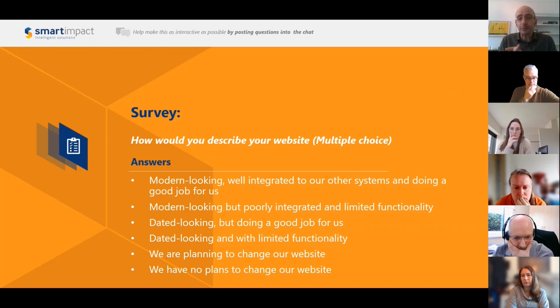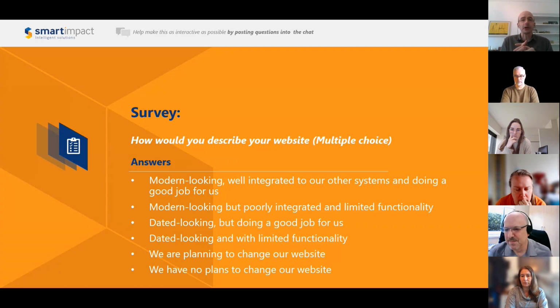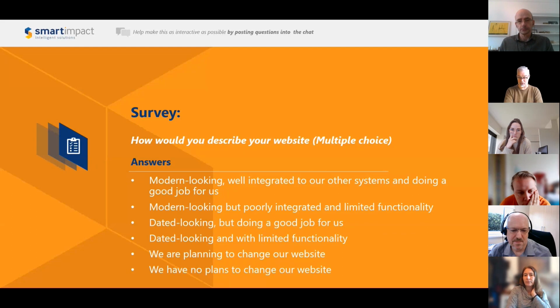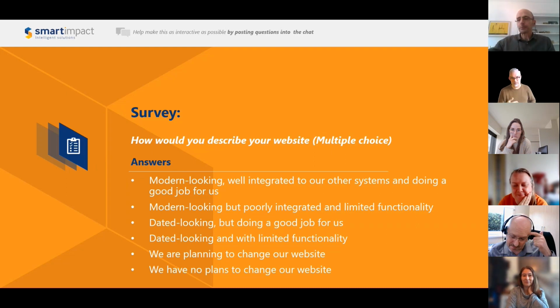And then it's essentially a beautiful poster of a website. And then only 10%, another indictment, I'm afraid, of modern membership and the supplier marketplace. Only 10% are saying they've got modern looking and well integrated websites doing a good job for us. So a really low number are in a good position at the moment. Okay, well, as Alan says, quite often these things are a sort of self-selecting audience. So yeah, a lot of you look like you're looking to change your website.